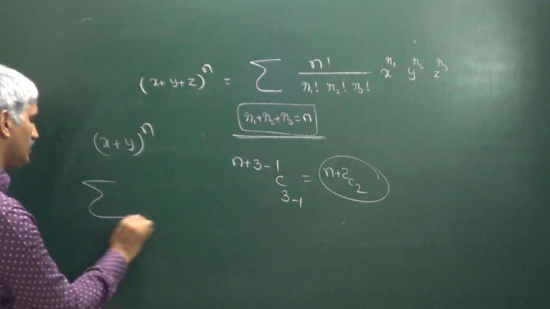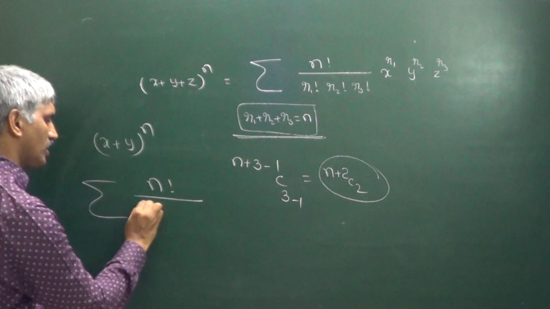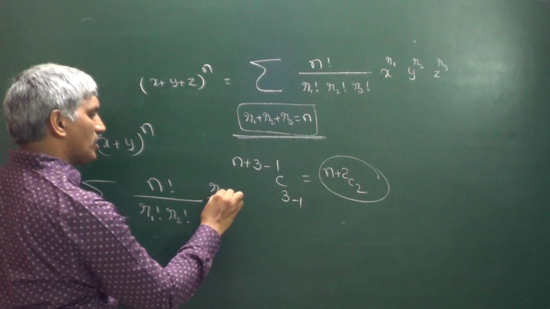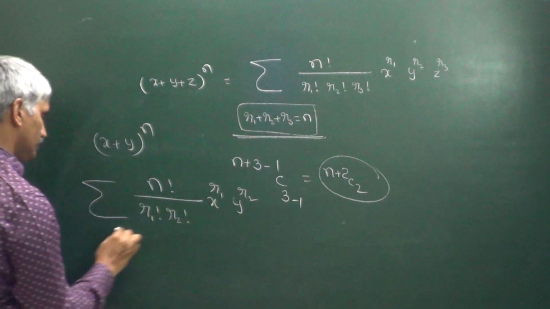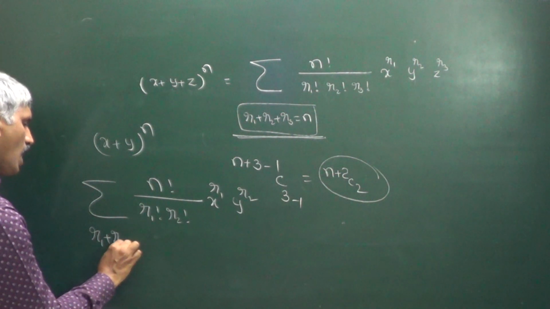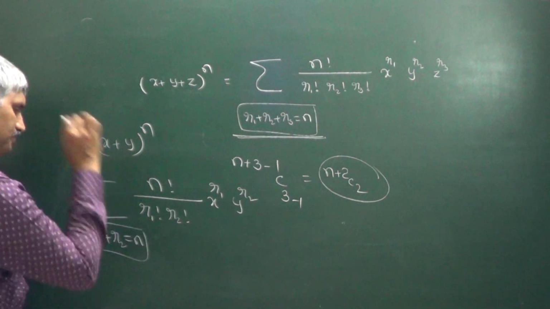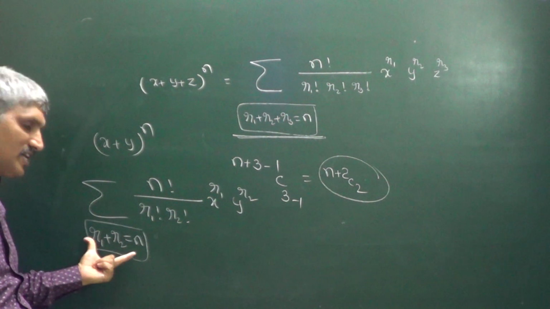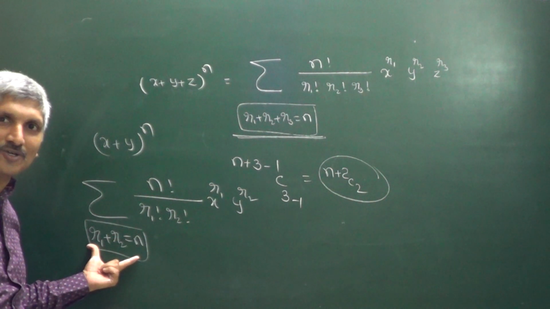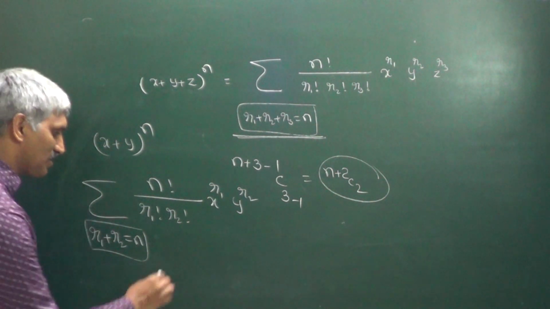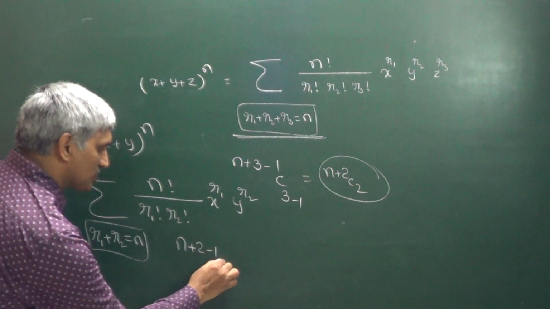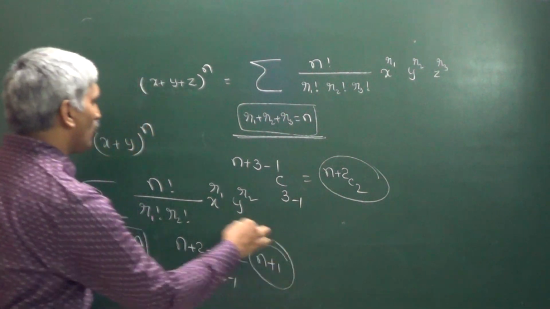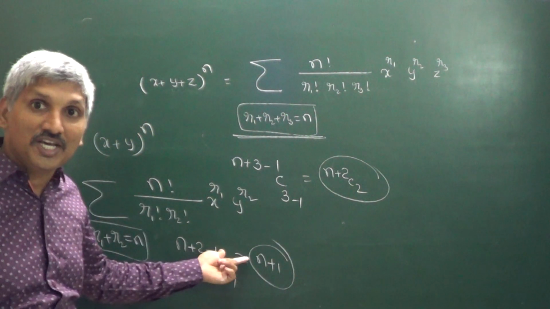How to do this? It can be written as summation n factorial divided by r1 factorial into r2 factorial into x power r1 into y power r2. We have to expand the summation in such a way that r1 plus r2 is equal to n. The number of terms in this expansion is nothing but the number of non-negative integral solutions for this equation. That is nothing but n plus 2 minus 1 C 2 minus 1, which is n plus 1. So the number of terms in this expansion is n plus 1.